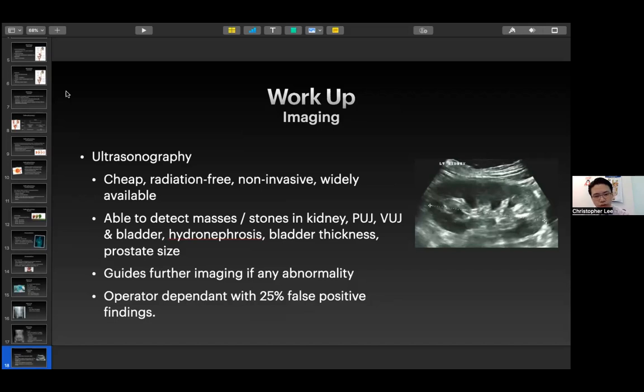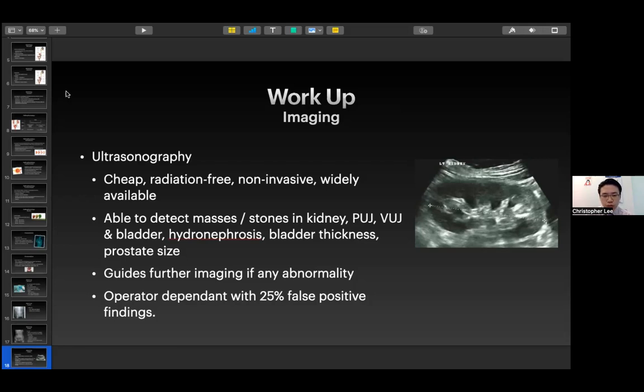So this is where ultrasound becomes very useful, because it's available almost everywhere in the emergency department, the clinics, and even in OT as well. Yeah. So ultrasound is able to detect masses and stones in the kidney, the pelvic ureteric junction, the vesico-ureteric junction, in the bladder, and it's also able to detect hydronephrosis, look for the bladder thickness, and also measure the prostate size.